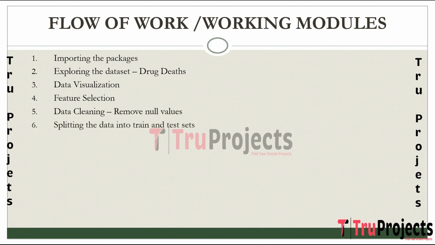The next step is splitting the data into train and test sets. In this step, the clean dataset is split into training and testing subsets. The training set is used to train the machine learning model, while the testing set is used to evaluate its performance on unseen data. The next step is building the model. In this step, machine learning algorithms are built and initiated.